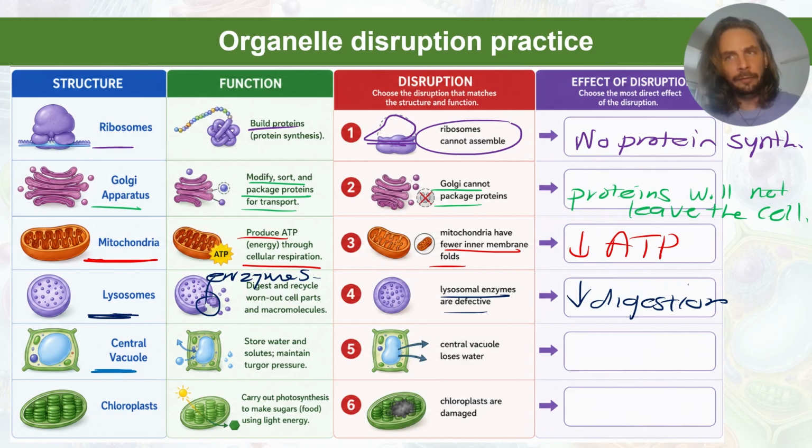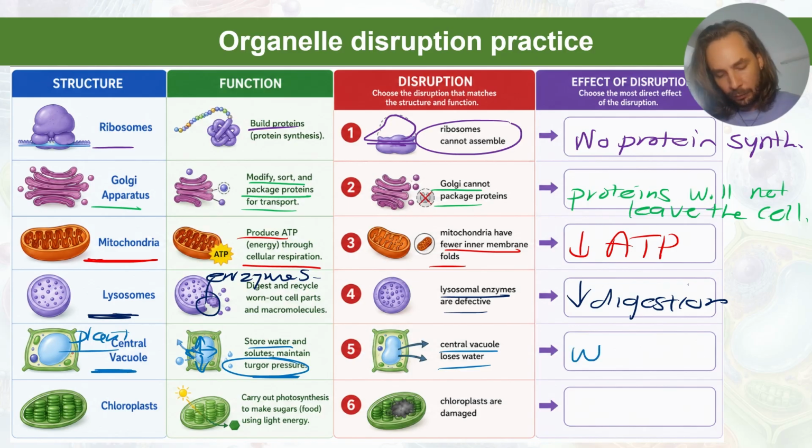The central vacuole, and we find this in plant cells. They have one big central vacuole. It stores water, and it also maintains the turgor pressure. So if this vacuole is full, it's pushing against that cell wall, and that creates turgor pressure. Now, if the central vacuole loses water, okay, the plant might wilt or become flaccid. Okay.